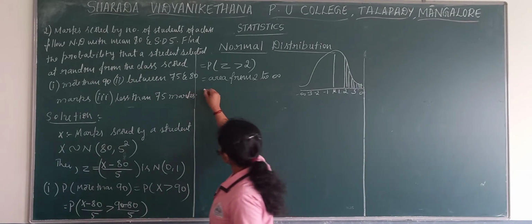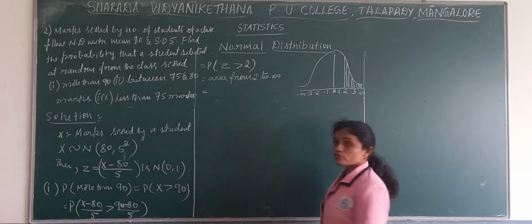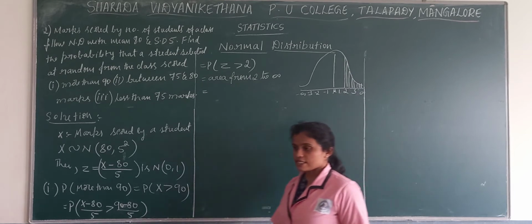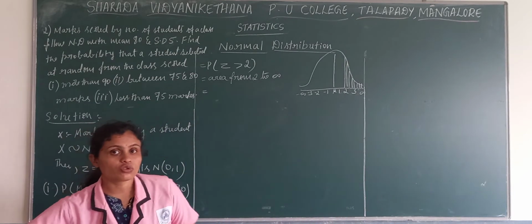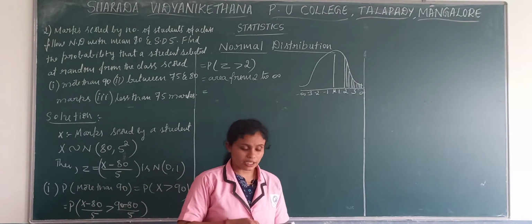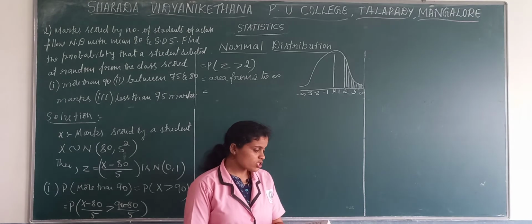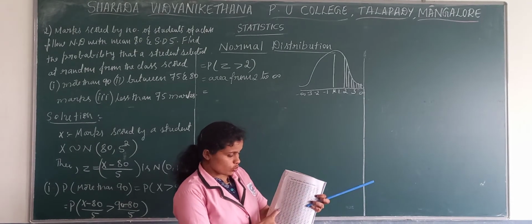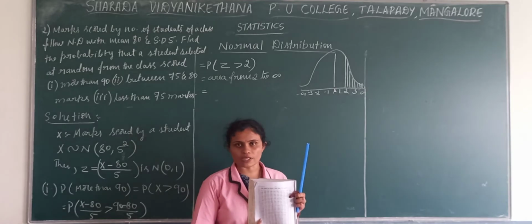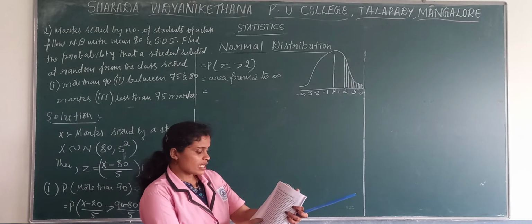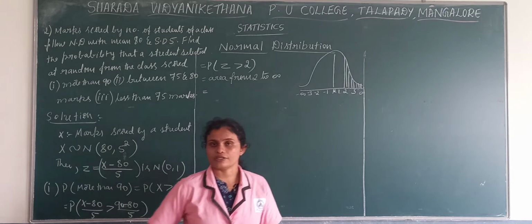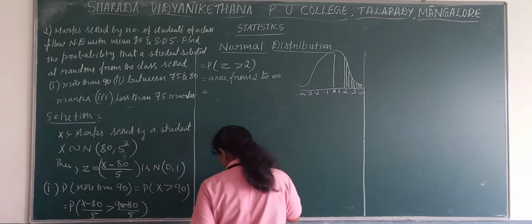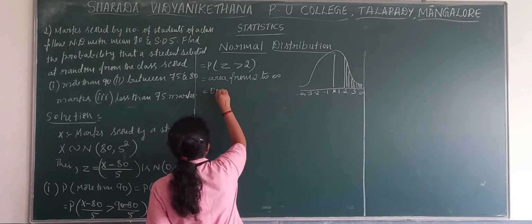Now what do we need to find out? The value of 2 in the statistical table. See there, the positive normal distribution table. There, 2 means it is 2.0, then 0.0228. What value do we get there?